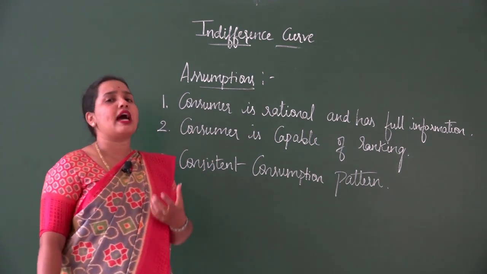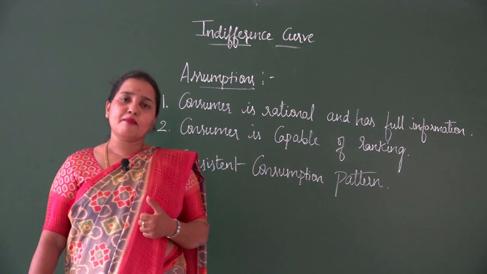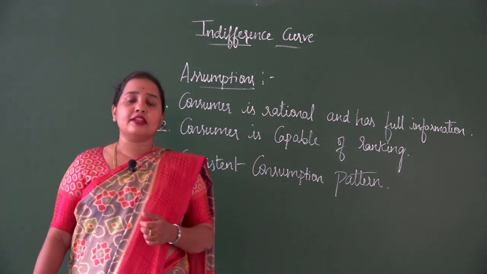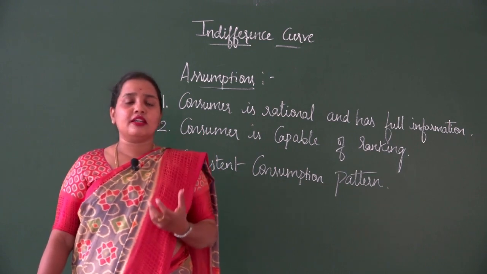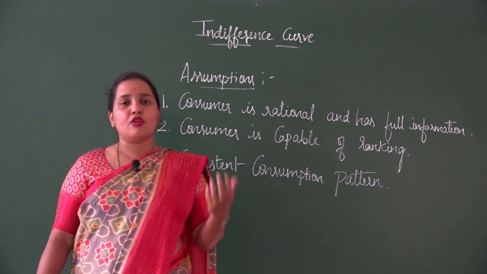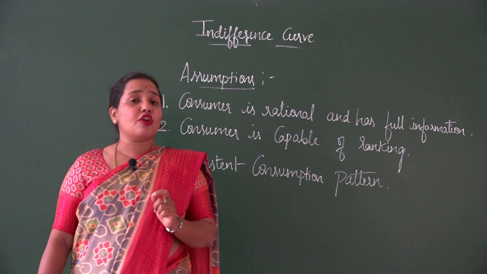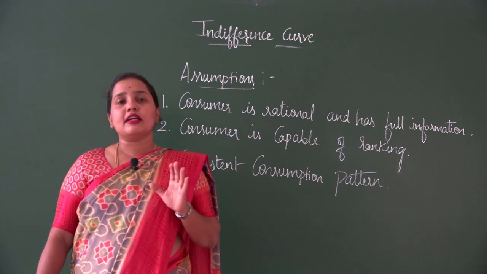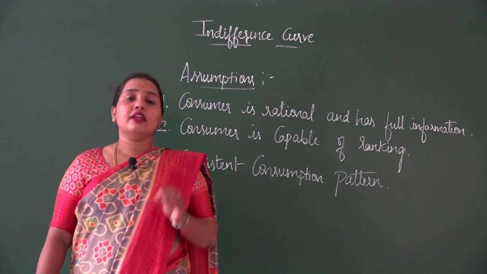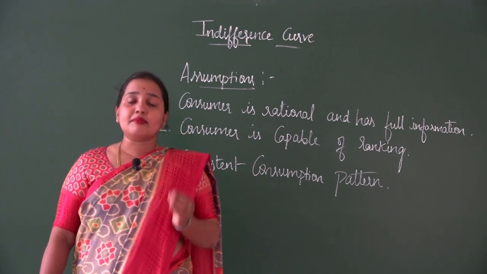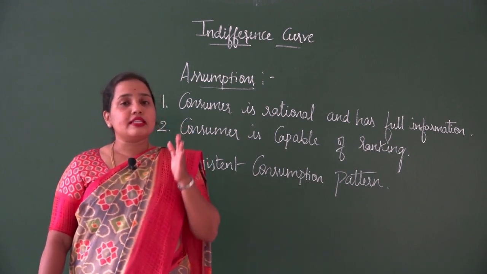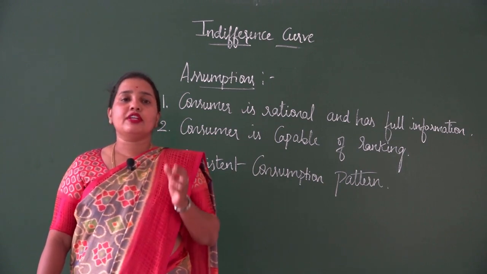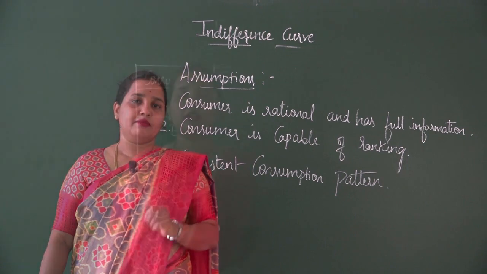Then comes the third assumption, consistent consumption pattern. The consumer has consistent consumption pattern. The consumption pattern of the good here is consistent. The goods that are taken for consideration should be more or less similar. There should not be many breaks in the consumption. And finally, the consumption is done during a reasonable period of time. Therefore, these are the three important assumptions based on which indifference curve is framed.